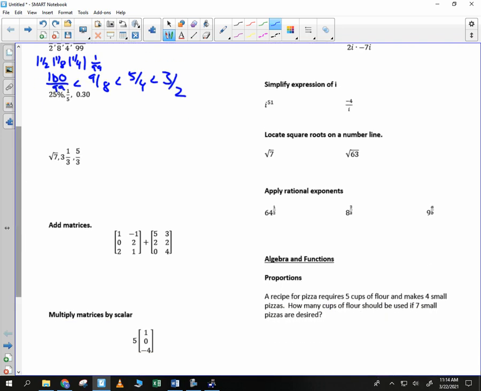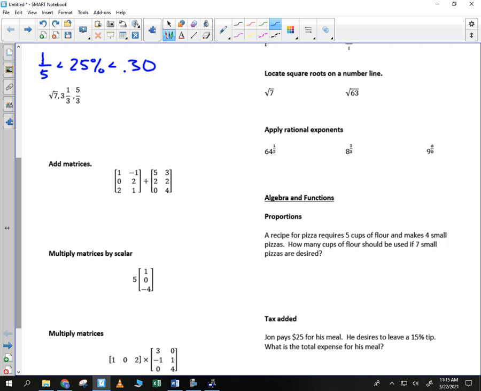25%, 1/5, and 0.3. Which one's the smallest there? Because 1/5 is the same as 2/10 or 0.2. So 1/5 is 0.2, so that's the smallest. Followed by 25%, because 25% is 0.25. Followed by 0.30. They may look simple, but I've had many students in this class get these problems wrong that we're reviewing. We want to make sure you get the easy ones right.